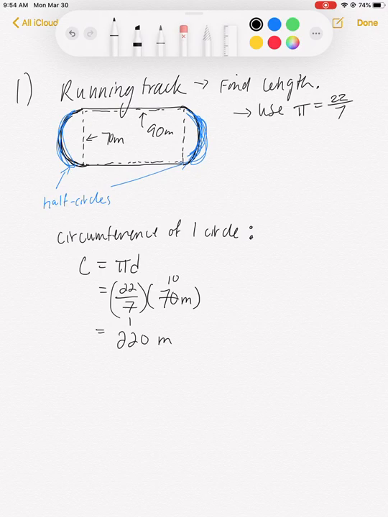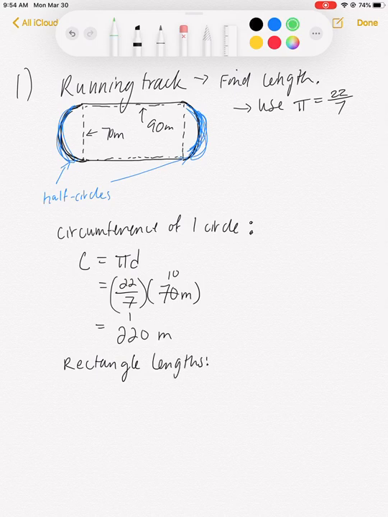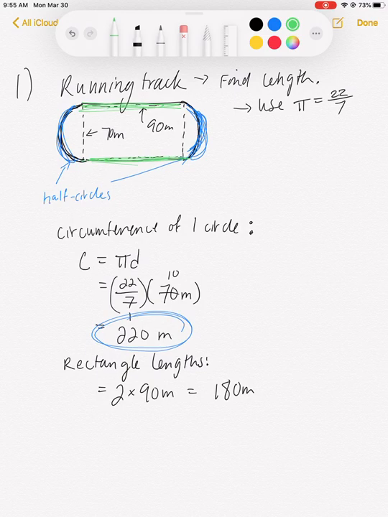I'm going to add that on to the 90 and the 90. I'll call those the rectangle lengths. In green, I've highlighted this distance and this distance, each 90 meters, which gives me a length of 180 meters. So I'm going to combine the circumference with the rectangle lengths to get the length of the whole track.